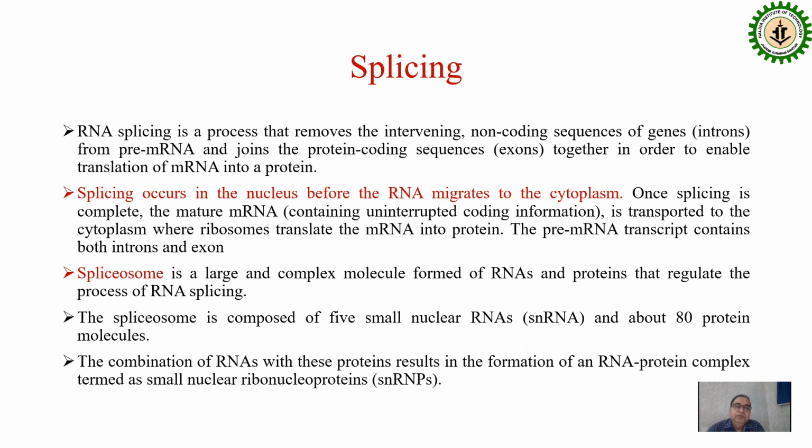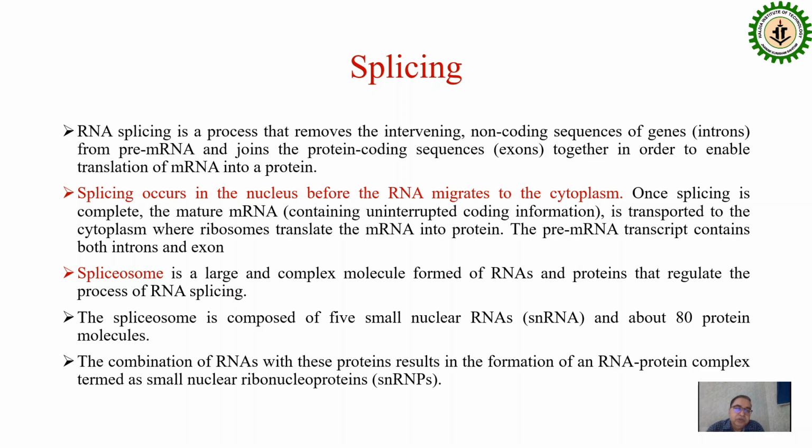So coming to splicing, as I have told earlier, splicing is the process of removal of non-coding sequences, or the introns, from the coding sequences. For this we need the spliceosome. The spliceosome is a large and complex molecule formed of RNAs and proteins that regulate the process of RNA splicing.